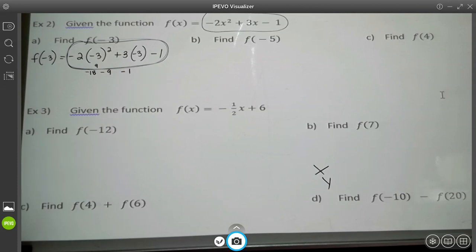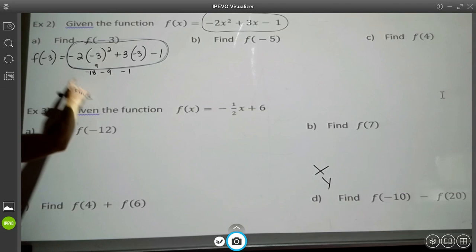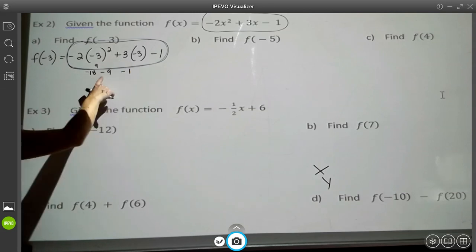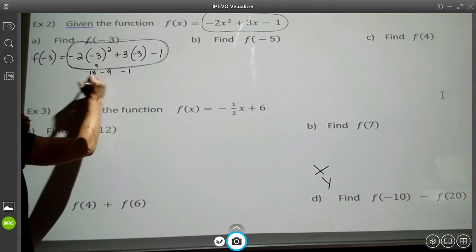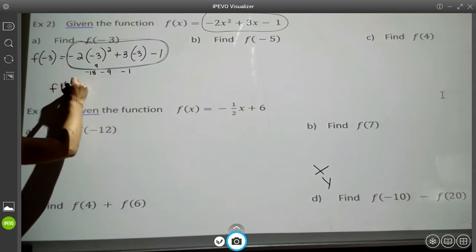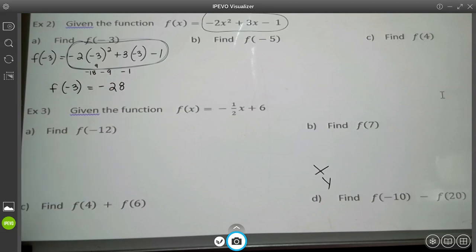Anybody want to share what they got? If they're willing to tell me what they got as their answer? -28. -28, right? So -3 goes in, -18, right? I got 9. 9 times -2 is -18. That's a -9, and then bring down the -1. Order of operations. All right, so you get -28. So f of -3 is equal to -28.